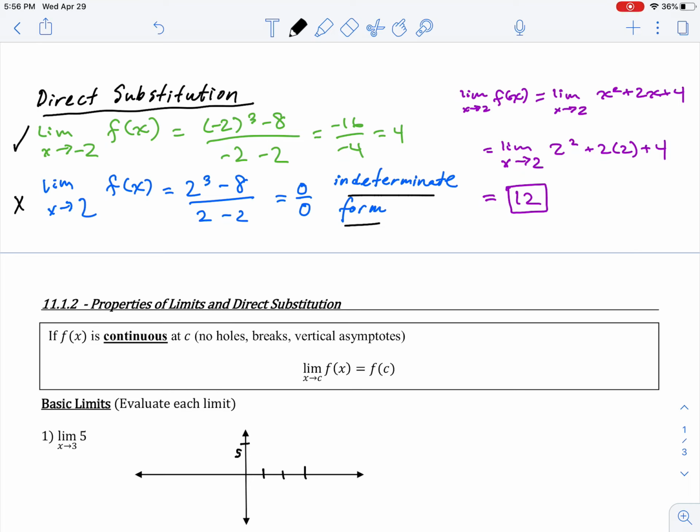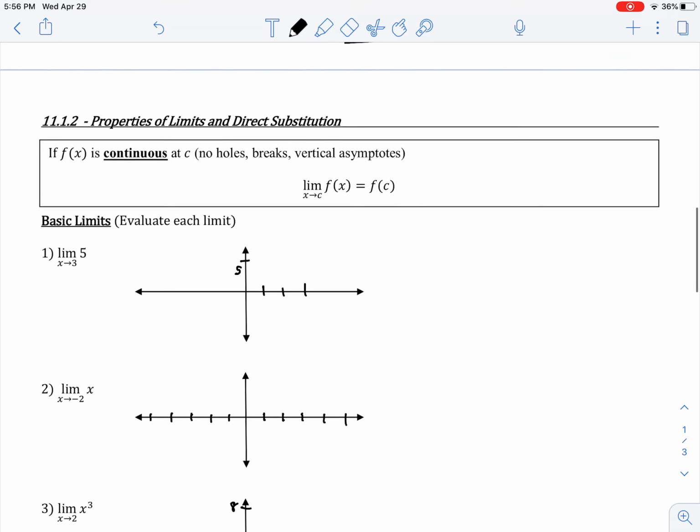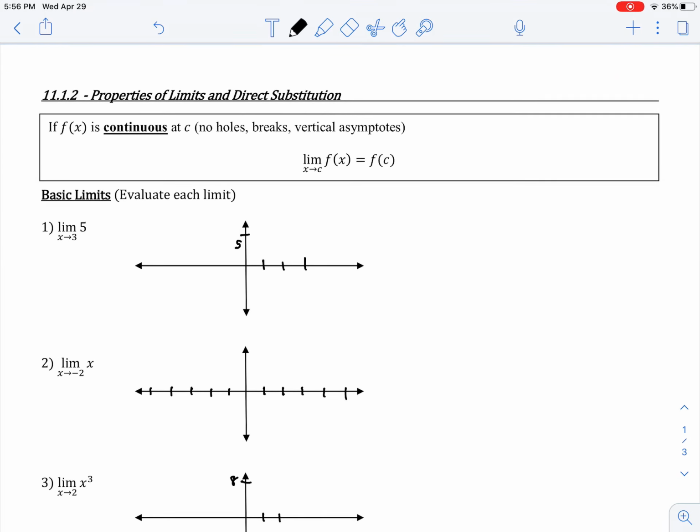And when that happened, we had to find an equivalent limit statement in order to find the limit of our original function. So that begs the question then, when can you do direct substitution and when can you not? Well, it really boils down to this.